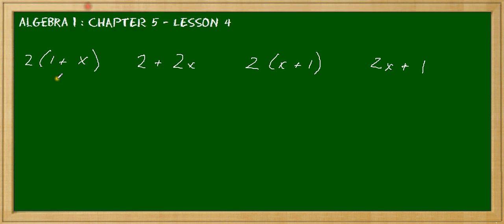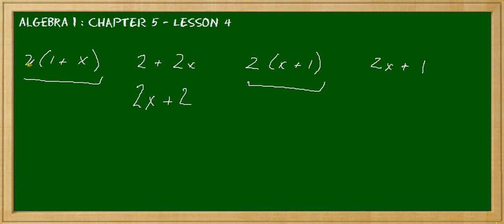Let me get my pen back, and I can tell you right now that the second and the fourth one are not equivalent. And I can tell you simply because I know that 2 plus 2x can be rewritten as 2x plus 2. Similarly, I can write 2 plus 1 and 1 plus 2 as equivalent expressions. So if we were to write this, this would not be equal to this.